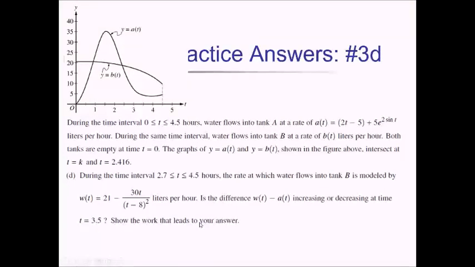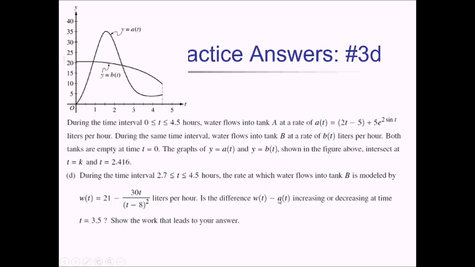For the last part of this problem, we're told that during the interval 2.7 to 4.5, the rate of water flow into tank B is modeled by this W of t function. They only want us to find whether the difference W of t minus A of t is increasing or decreasing at time 3.5. There's a lot of other things they could ask us to do with this, but really all they want to know is, hey, is this thing going up or going down at time 3.5?